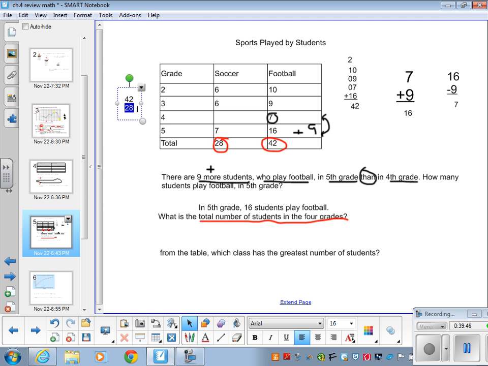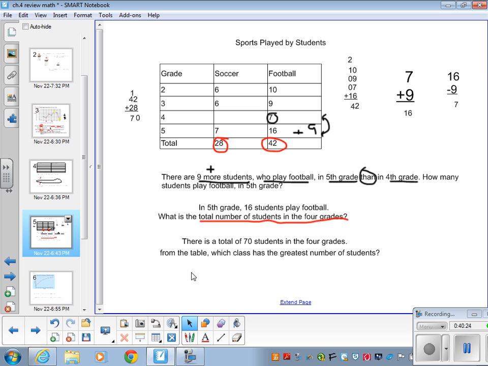Alright, you know what to do. Pause the video, add them, and then come back to see if you have the same answer as Miss Rosenberger. See you soon. Alright, welcome back. 8 plus 2, 10. 0, carried the 1. 4 plus 1, 5, 6, 7. There is a total of 70 students in the 4 grades.